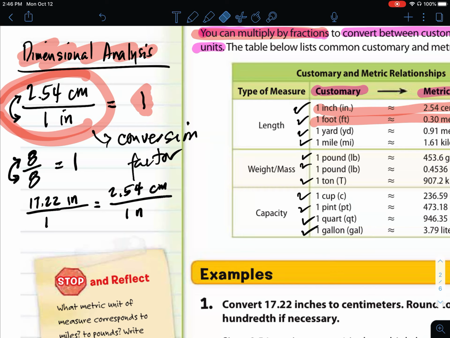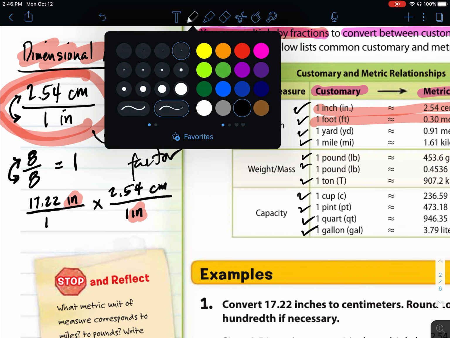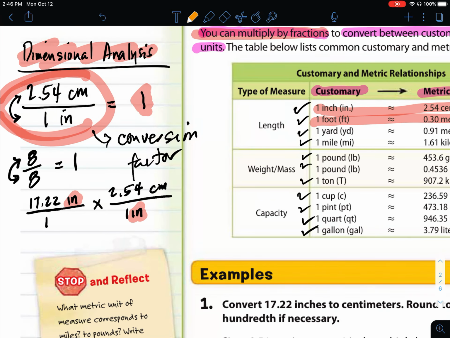Okay, and instead of equal, sorry, that's not equal to, I'm going to put multiplication. So I am multiplying that. Now, if you notice, the inches is located on the numerator and the denominator side. Why is that? Because I can actually cancel out the inches. Remember, an inch over an inch cancels out because they're equal to 1. So I can cancel out the inches, and what actually remains is the unit centimeters.